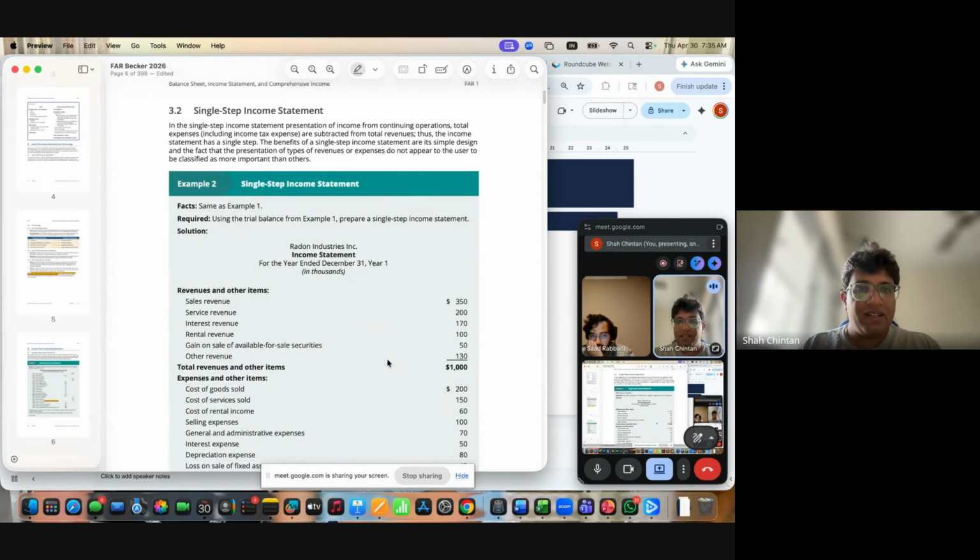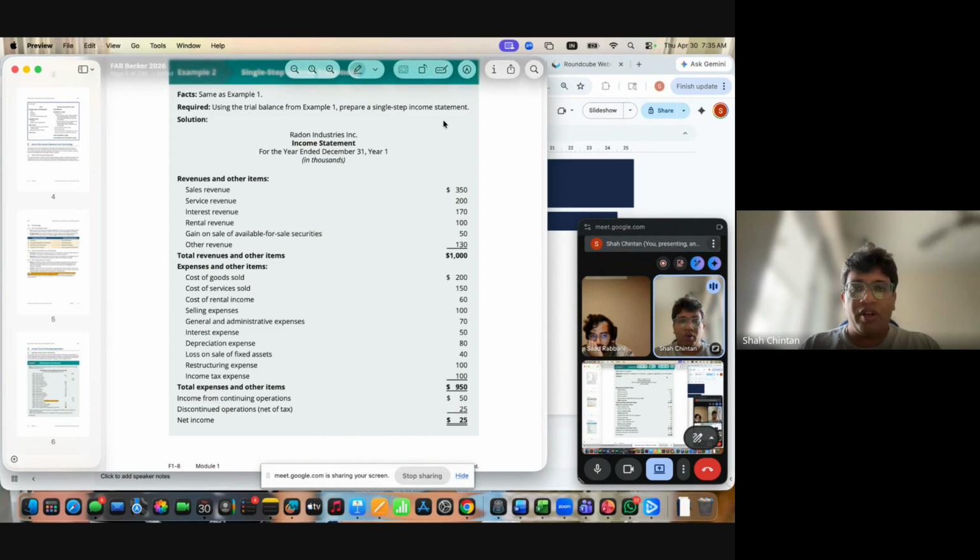You have then single step approach. I'm not going on to the figures now. Single step approach, we are using the same example. So what we are doing here, we are now putting all the incomes at one go, all the expenses at one go. So earlier हमने सिर्फ sales revenue, service revenue and rental revenue को रखा था. Now we also added interest revenue, gain on sale of available for sale security, other revenue. So all the things are merged towards the revenue.